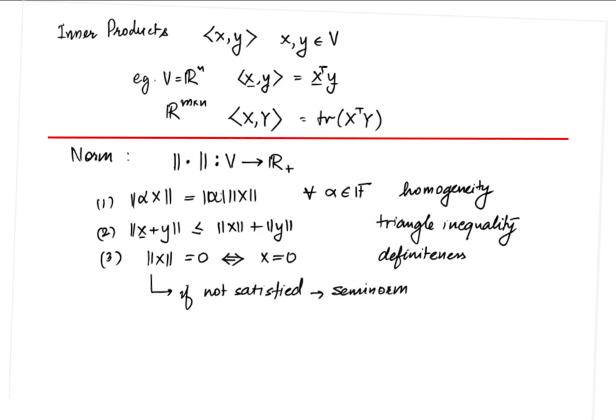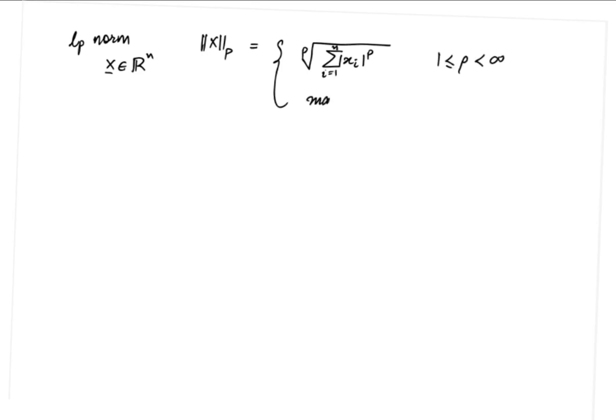So let us take a look at some examples of norms and semi-norms. For vectors, we have the Lp norm, which is defined for all p greater than or equal to 1. The Lp norm is the pth root of the sum of all the entries raised to the pth power. We also define the Lp norm for p equal to infinity as the entry of X with the largest absolute value. You may recall that for p equal to 2, this is known as the Euclidean norm.